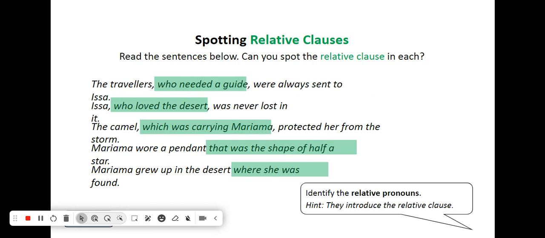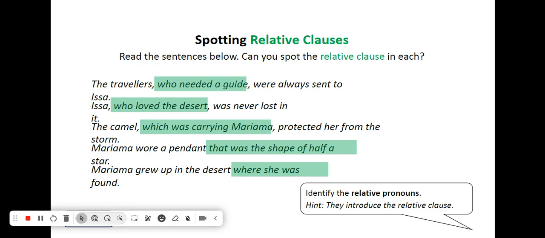Let's identify the relative pronoun. The first one was who. The second one was who. The third one was which. The fourth one was that. And the last one is where.